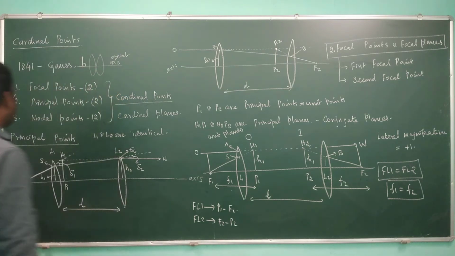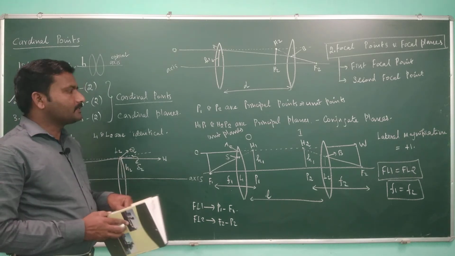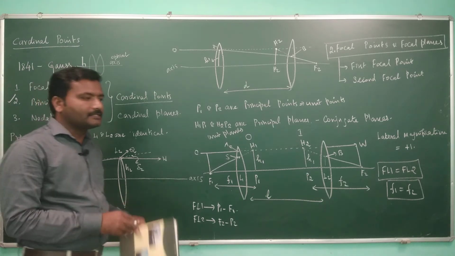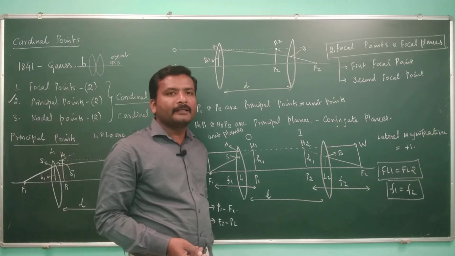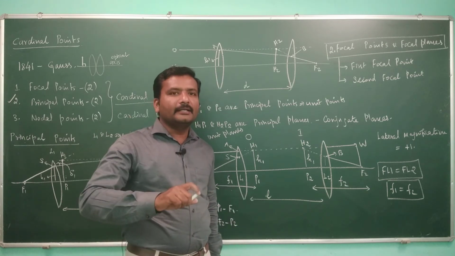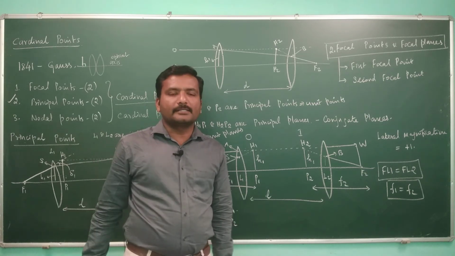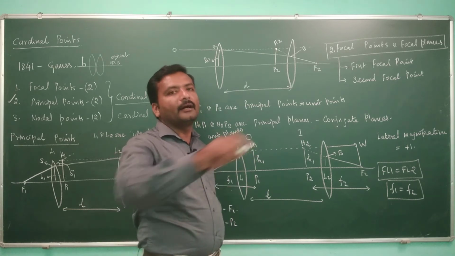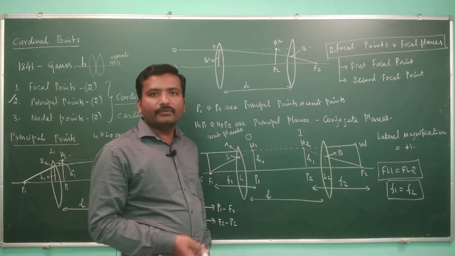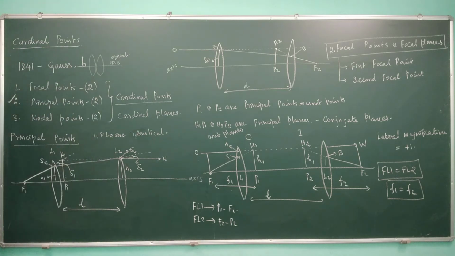Fine. And the remaining is nodal points. A nodal point is a point where no refraction takes place. This is the simple definition for nodal points. But what will happen when a light ray is incident on a nodal point in the lens system? It will travel parallel to the incident ray after passing through the lens system. Essentially, there is no refraction, so you won't get any angle of deviation. Let us define that too.